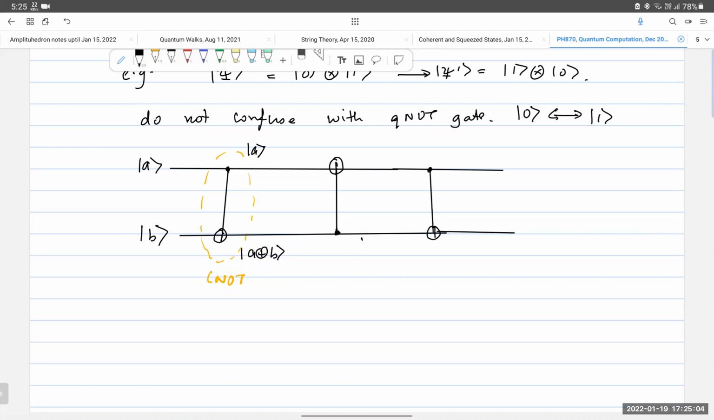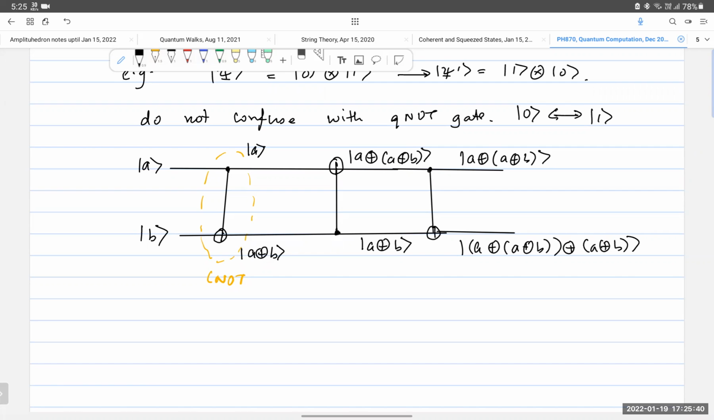So the control qubit remains untouched. You get A XOR B. And here what you get is the XOR of both of these inputs. So you get A XOR A XOR B. Okay. And then again, the same thing happens. You get A XOR B. And then here, what do you get? You get A XOR B XOR A XOR B.